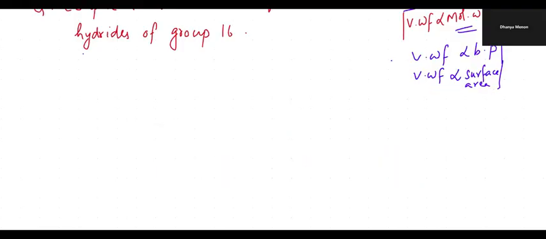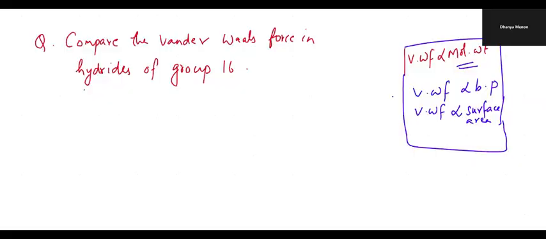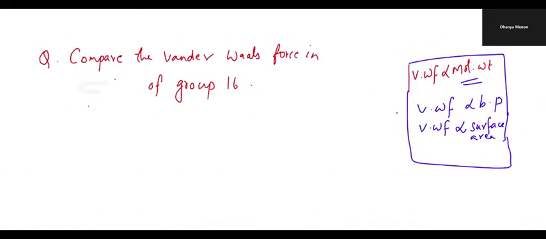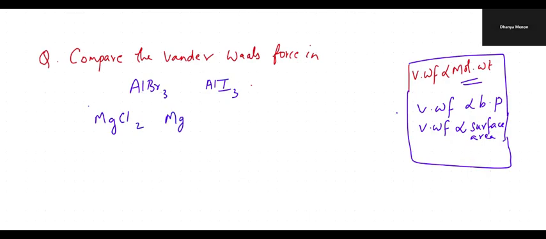Okay, now coming to another question. Suppose I have to compare the van der Waals force in AlBr3 and AlI3. Then I have magnesium chloride, magnesium bromide, and magnesium iodide.